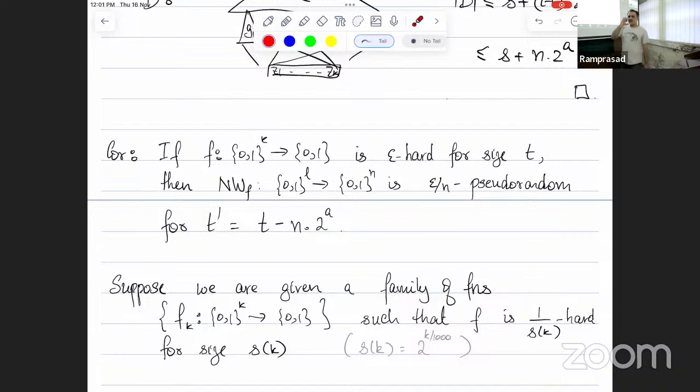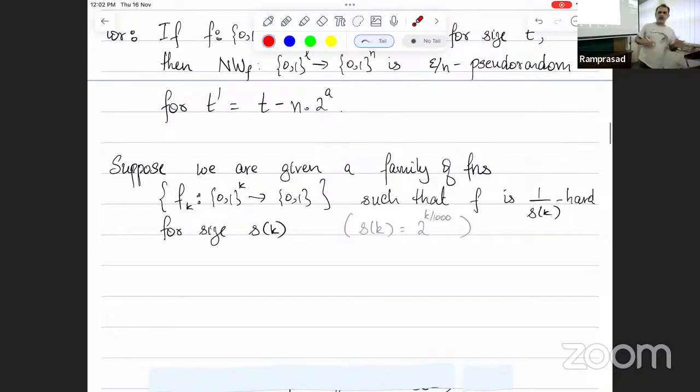Okay. And in fact, if you want to think of a concrete example of this, just think of s of k as being 2 to the k by 1000 or something. That is, you're given some function on k bits, and someone is telling you that no circuit of size 2 power k by 1000 can really even guess this with advantage more than 1 by that. That's what is given to you. Okay. So now I want to know how are we going to set up parameters.